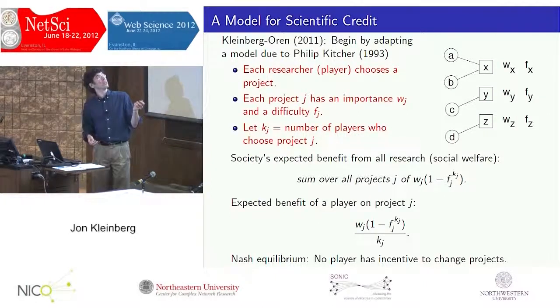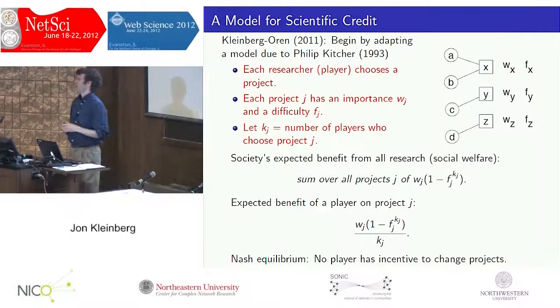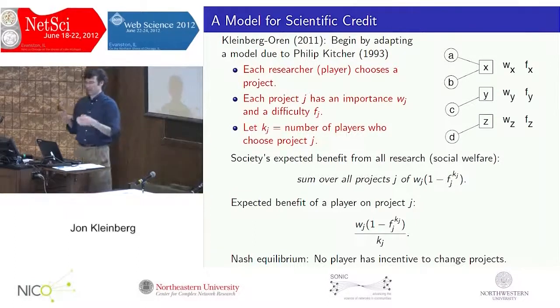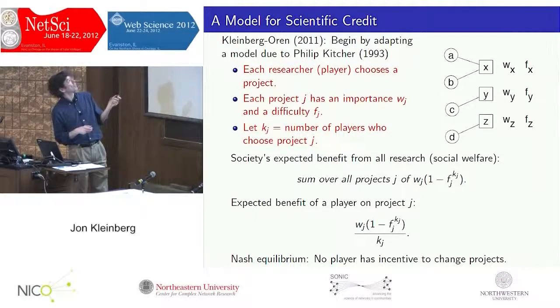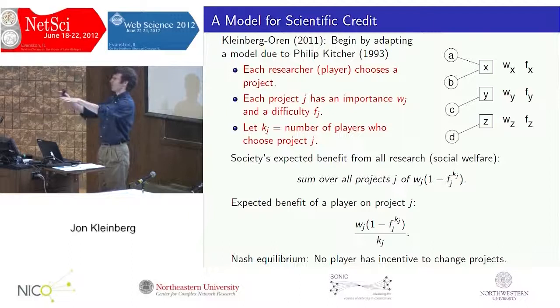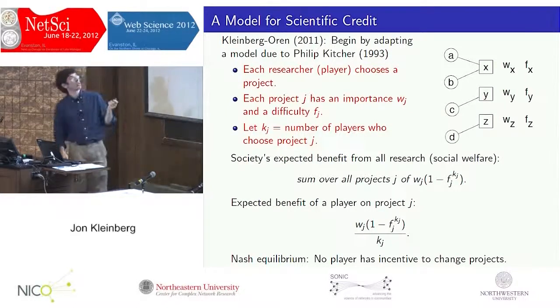So Kx is 2, and Ky and Kz are 1. Okay, so this is a very simple model, and as a result, we can talk about it almost completely from start to finish. So society wants important projects to get solved, right? From society's point of view, we don't care how the researchers divide themselves up. Let's just see some important work get done.